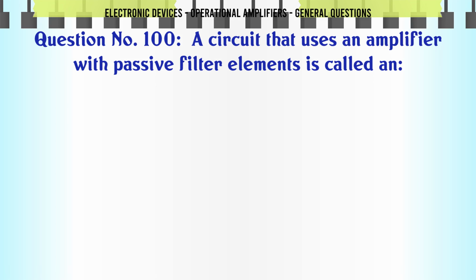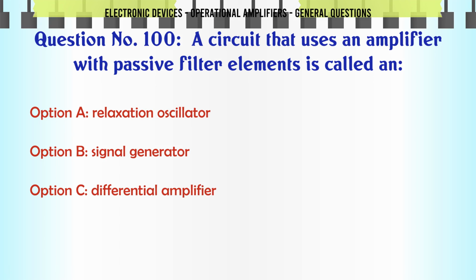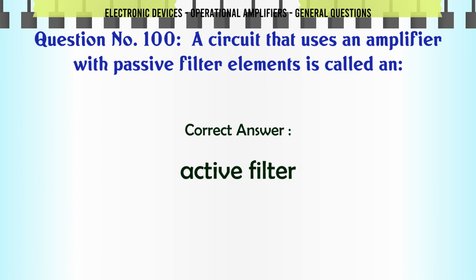A circuit that uses an amplifier with passive filter elements is called an A. Relaxation oscillator, B. Signal generator, C. Differential amplifier, D. Active filter. The correct answer is active filter.